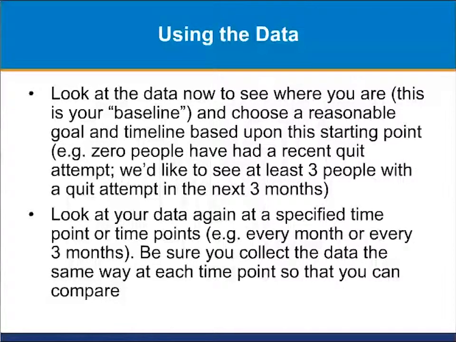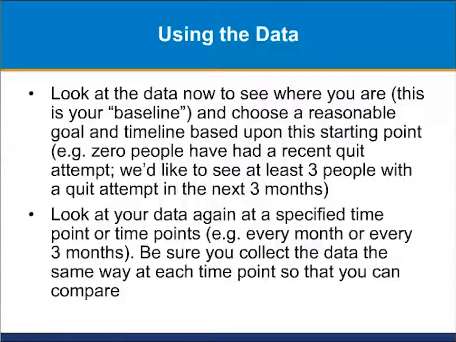In coming up with your benchmark, you'll want to get a sense of where you are right now. This is what's called your baseline. So you want to choose a reasonable goal, and we talked about that a little bit earlier. If you had zero people who had a recent quit attempt, you don't want to say, okay, in three months we're going to have 100% of our consumers with a quit attempt. You want to have a more reasonable goal. Maybe three people within the next three months would be reasonable.